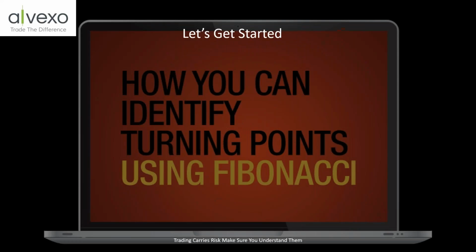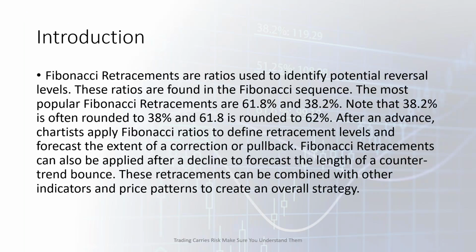How you can identify turning points in the market using Fibonacci and understanding what Fibonacci retracements are. Now, Fibonacci retracements are ratios used to identify potential reversal levels. These ratios are found in the Fibonacci sequence. The most popular of these retracement levels are 61.8 and 38.2, and you need to memorize those numbers.